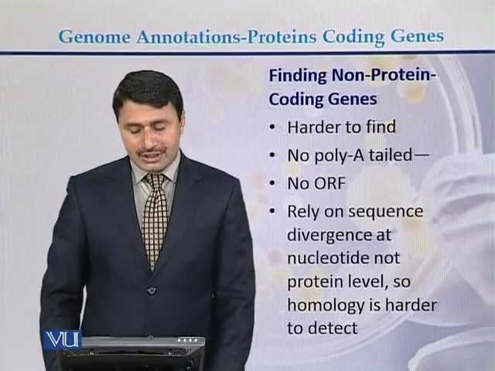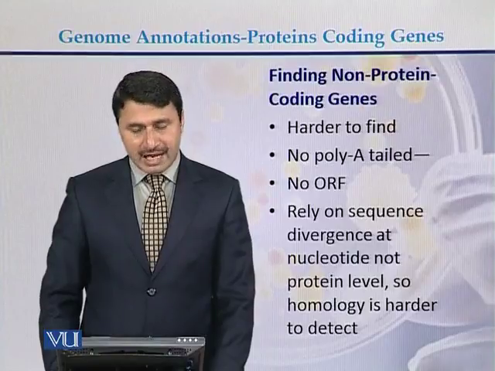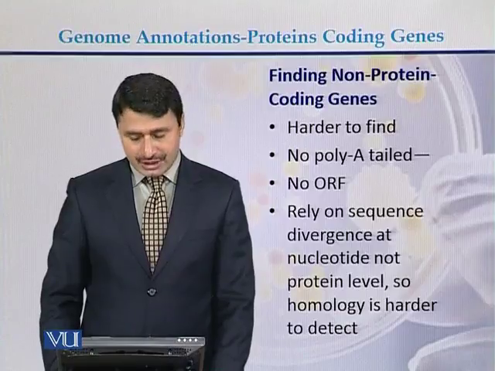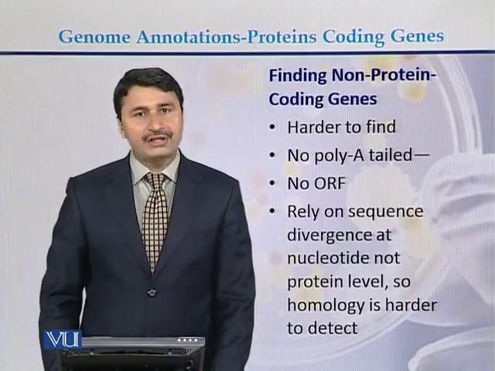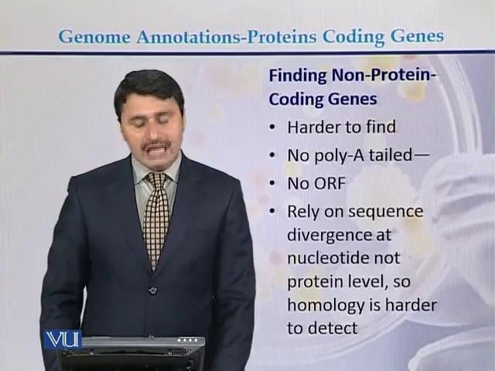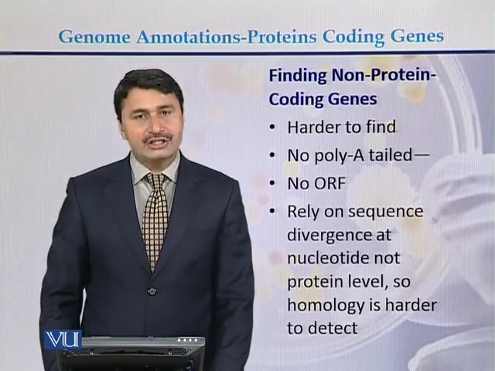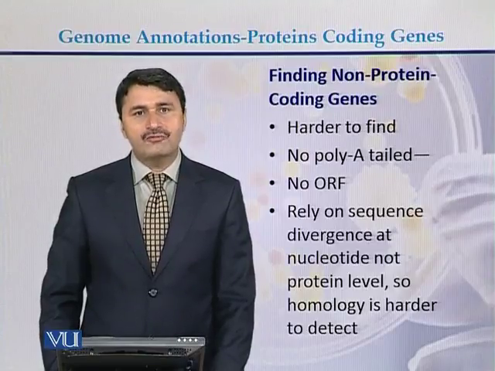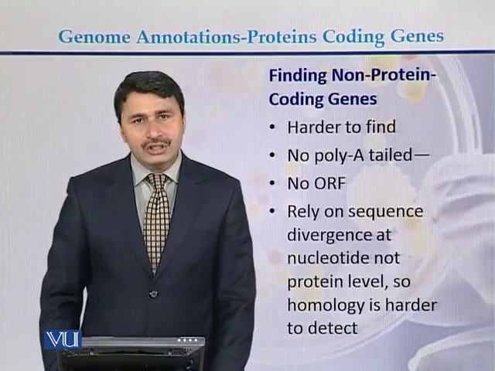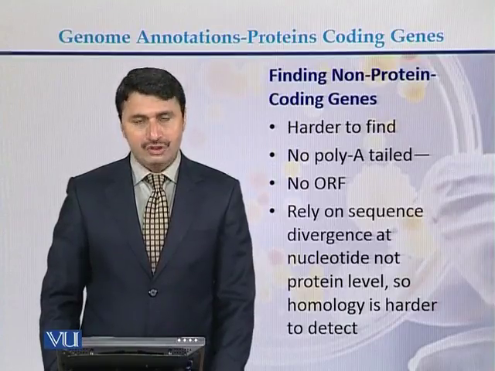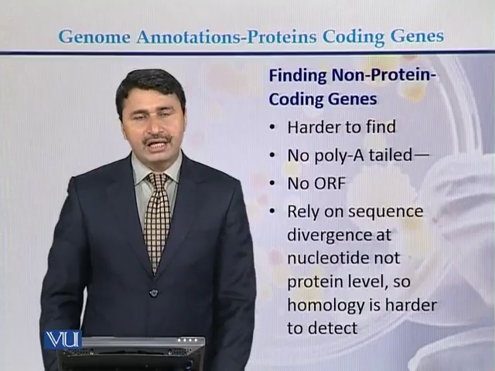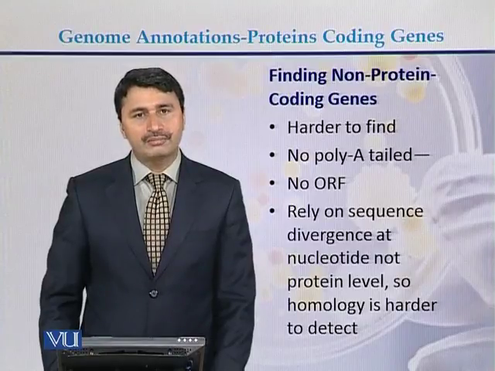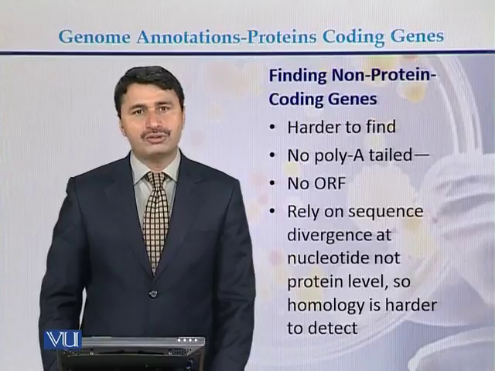Non-protein genes are harder to identify because there is no poly A tail present with those genes, and no ORF, open reading frame. We have to rely on sequence divergence at the nucleotide, not protein level, because they do not produce proteins. So we just have to rely on the sequence of the nucleotides. So it becomes harder to identify non-coding, non-protein producing genes.